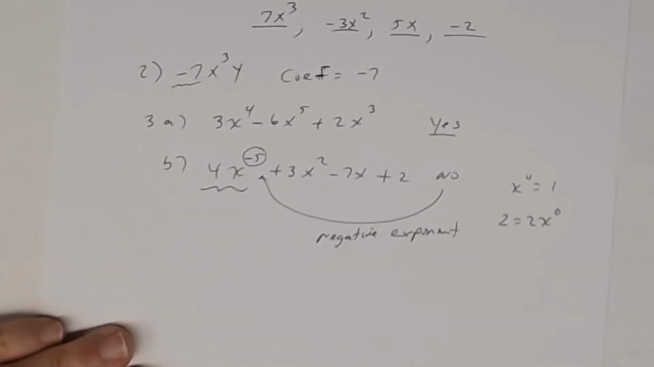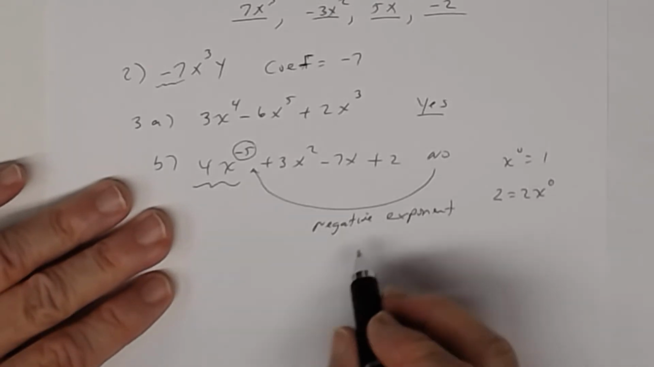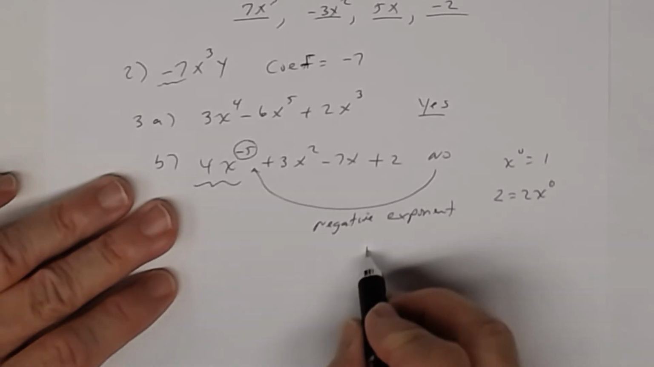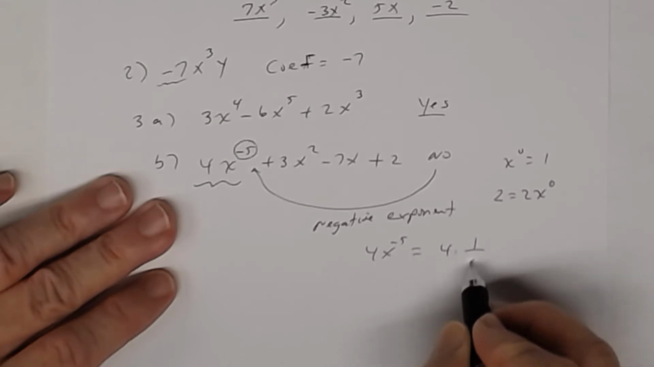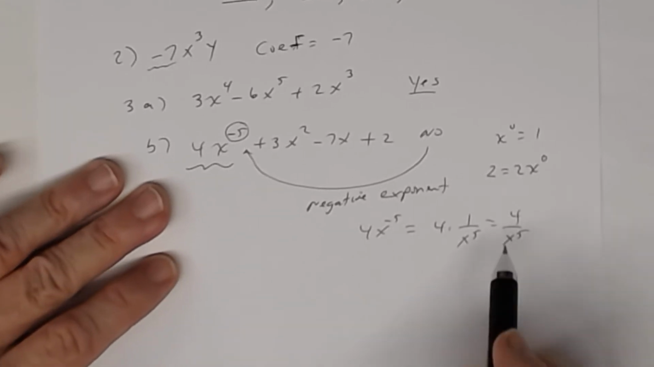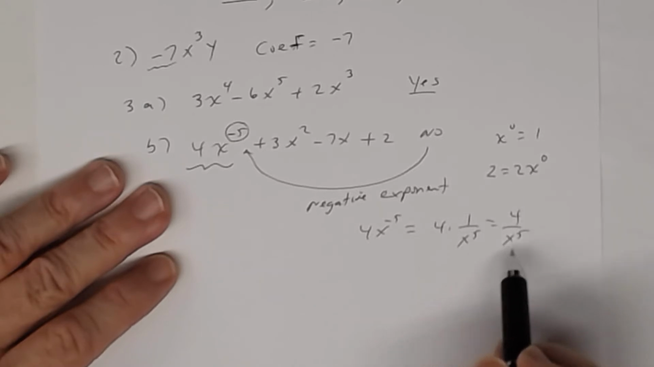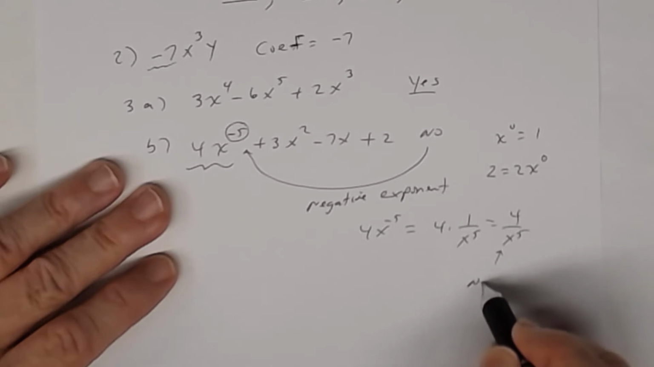All right? And you may say, well, why don't you just write it with a positive exponent? Okay, well, let's think about that. So 4x to the negative 5th, by definition, is 4 times 1 over x to the 5th, right? So that's 4 over x to the fifth. But remember, with a monomial, you cannot have any variables in the denominator. So this is not a monomial.